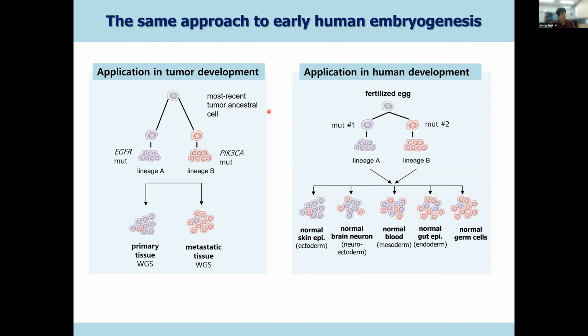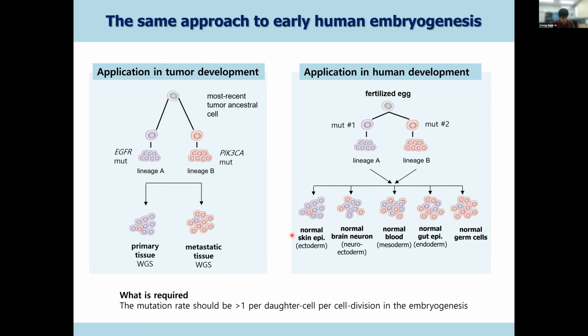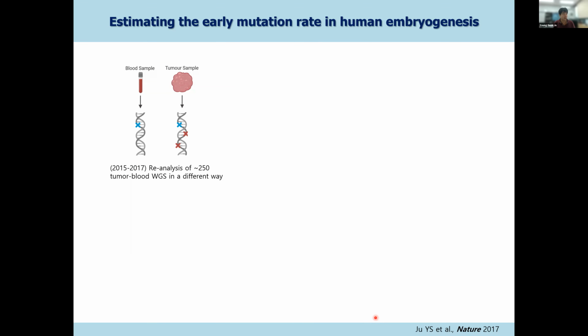Now, our idea is we can apply a similar approach in human development. For example, let's say these are two cells at the two-cell stage embryo, and each cell has its own somatic mutation from the first cell division. Then by the mutation, we can trace the contribution of each lineage in many different tissues, because those progeny have their own specific somatic mutation. So what is required is that the mutation rate in early human embryogenesis, or in the first cell division, should be higher than one mutation per daughter cell per cell division. That is the necessary condition.